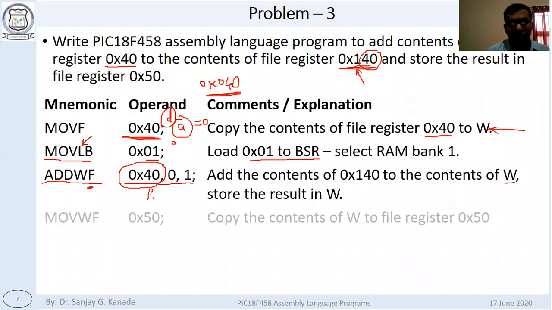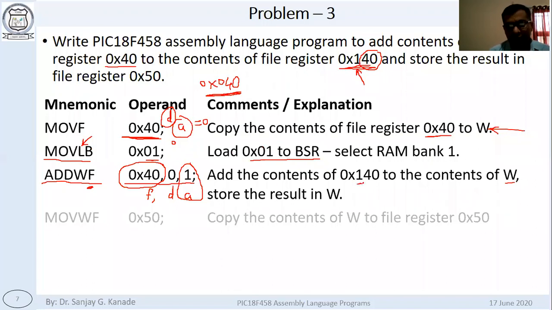The lower 8 bits are written in the instruction as F, then this is D and this is A. This A is equal to 1. What it means is that when A is equal to 1, the upper 4 bits of F are to be taken from BSR. Now what is the value of BSR? Because of this instruction, it is 1.